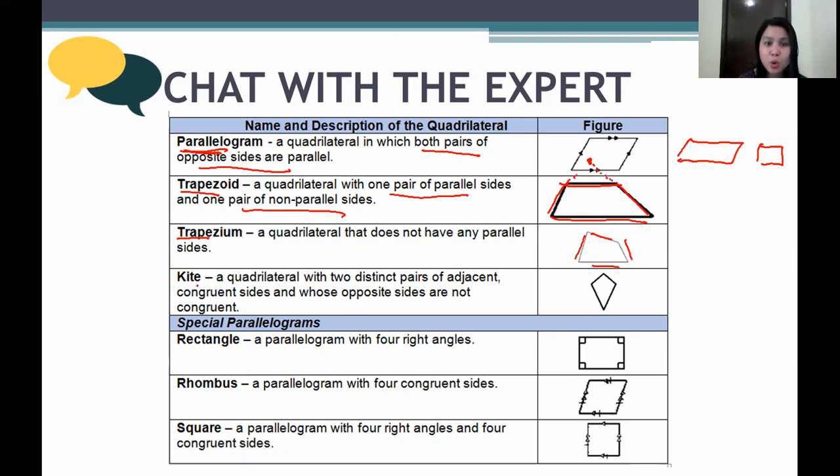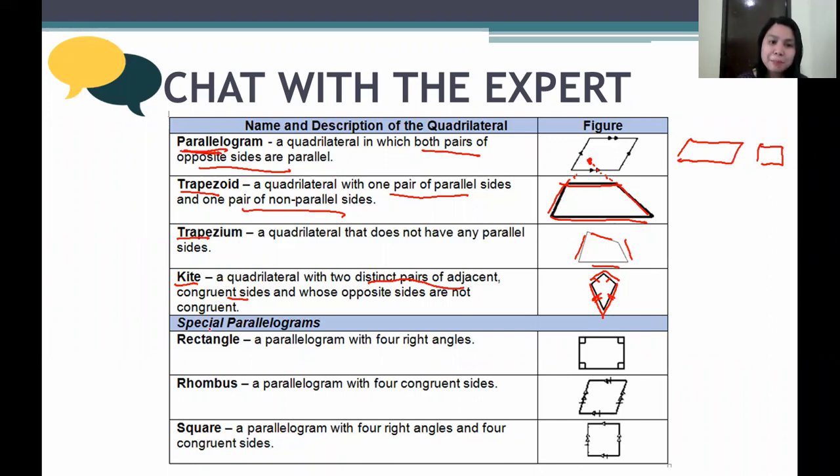The other one is called a kite. A kite has two distinct pairs of adjacent congruent sides whose opposite sides are not congruent. Example, adjacent, right? Next to each other means consecutive. In a kite, these two are congruent, while these other two are also congruent, or say they have the same measure.